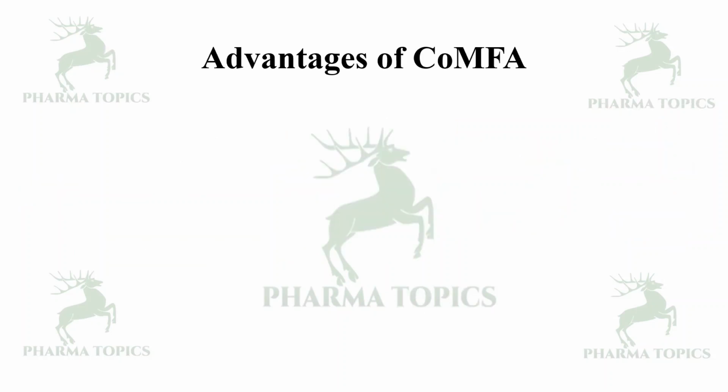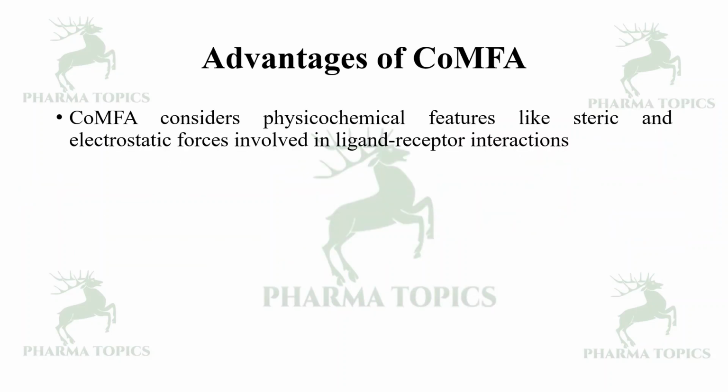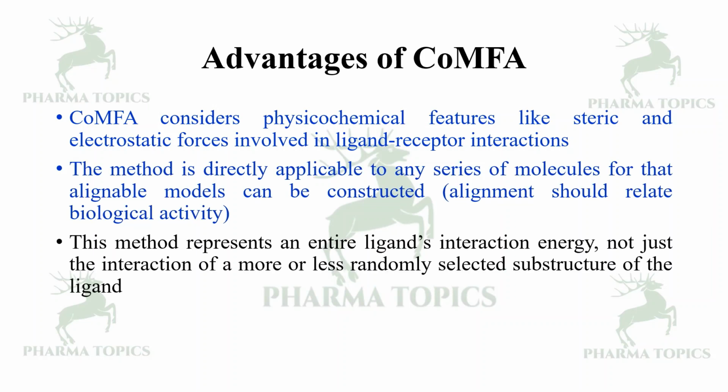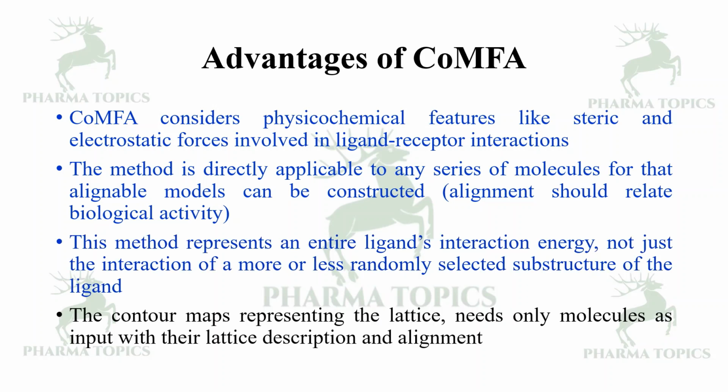Let us see the advantages of CoMFA. CoMFA considers physiochemical features like steric and electrostatic forces involved in ligand receptor interactions. This method is directly applicable to any series of molecules for which alignable models can be constructed. Alignment should relate to biological activity. This method represents the entire ligand's interaction energy and not just the interaction of a more or less randomly selected substructure of the ligand. The contour maps representing the lattice need only molecules as input with their lattice description and alignment.